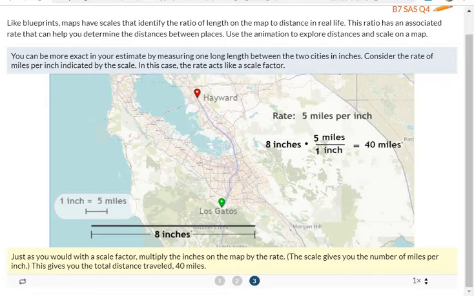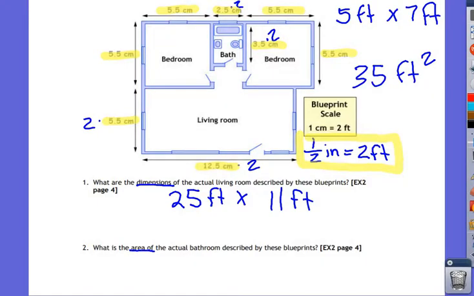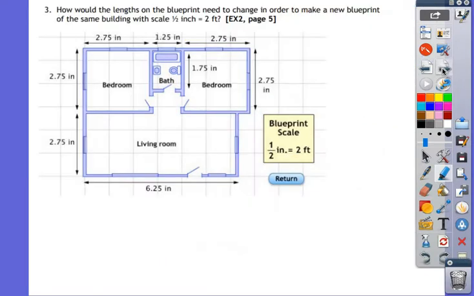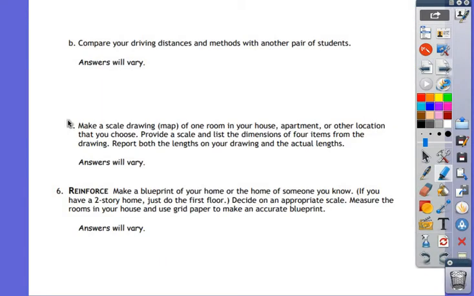Alright, so I want you to look at the next page and I want you to circle problem 5C and 6.